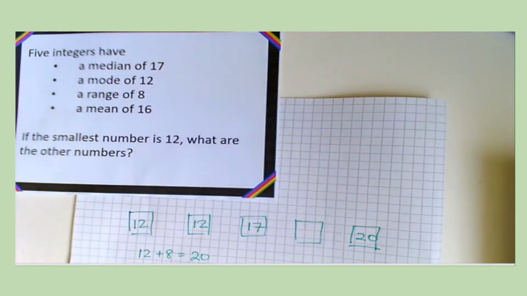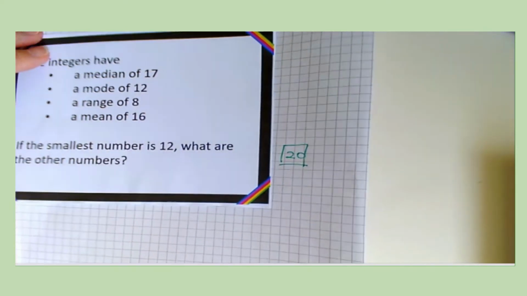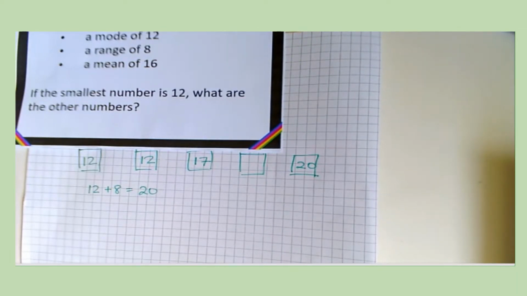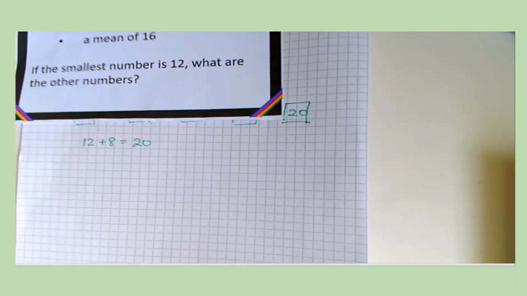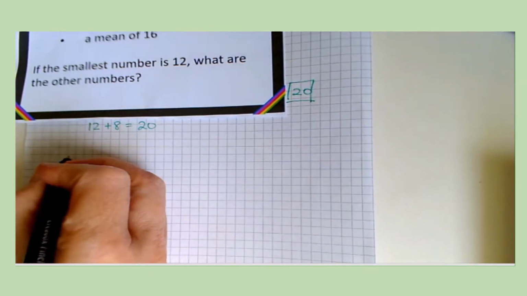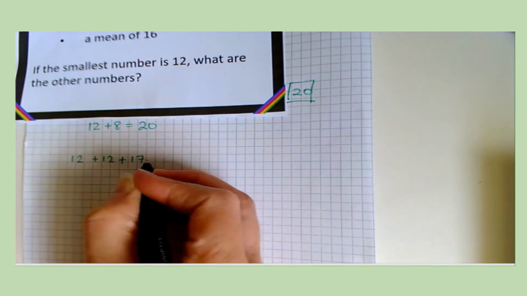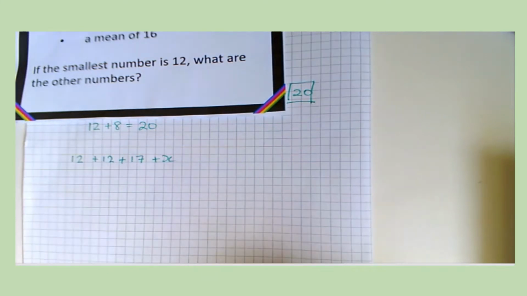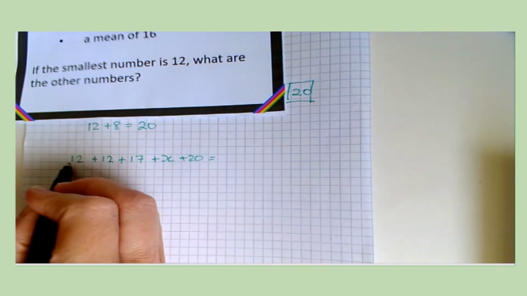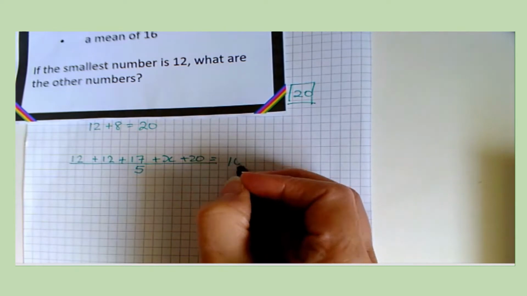So how do I go about that? Well, how do we work out the mean? Normally the way we would work out the mean is to add all the numbers together and then divide by the amount of numbers that we've got. That means that I would have 12, add 12, add 17, add x, that's my unknown, add 20, all divided by 5 would give me 16, the mean.